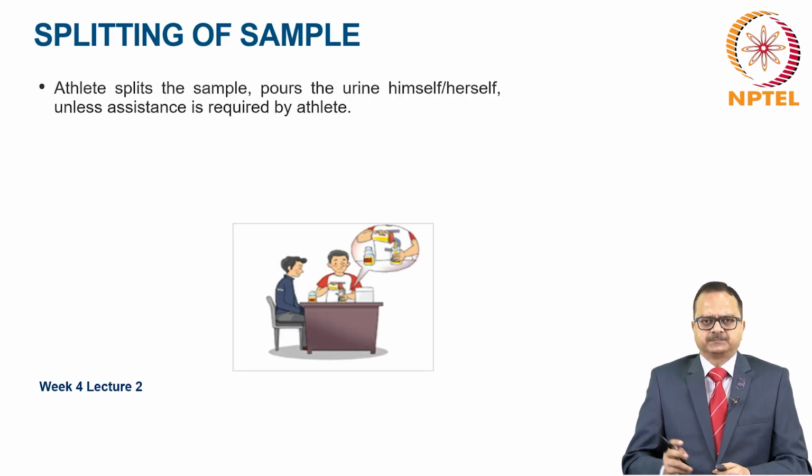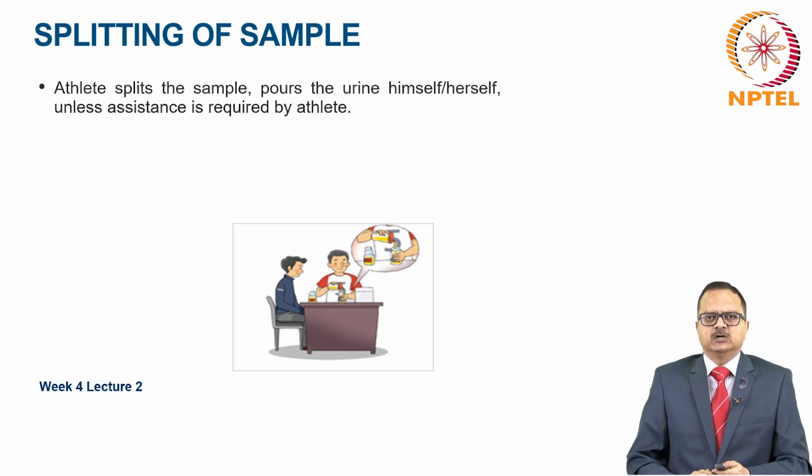Splitting of the sample. The athlete is asked to split the sample, pour 30 ml in the B bottle and pour 60 ml in the A bottle. He does this by himself or herself unless the athlete is a disabled athlete and cannot do it himself or herself. Then the athlete or the athlete support personnel may ask for assistance, and if such assistance is asked for, it should be documented by the DCO in the doping control form.